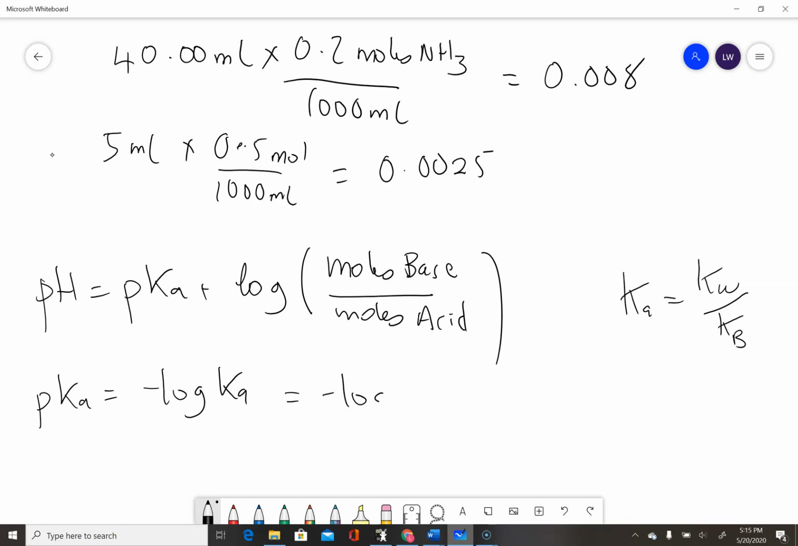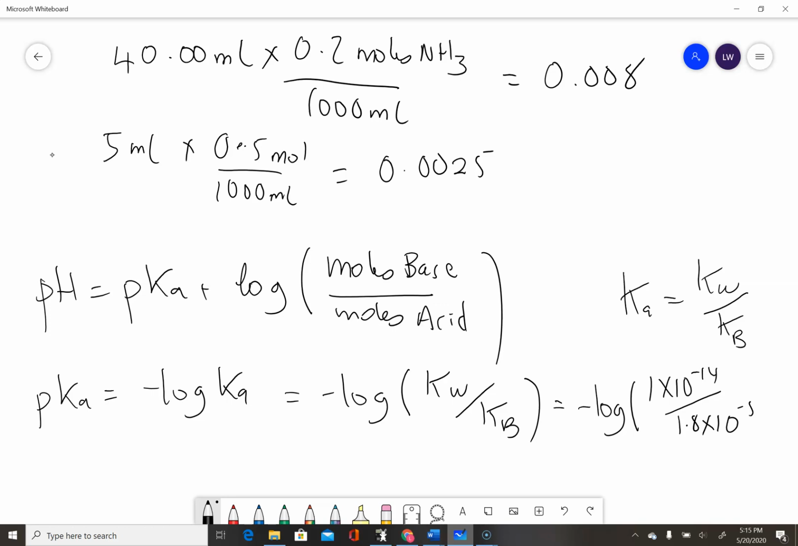So this is just going to be negative log of Kw over Kb, where Kb is the base dissociation constant for ammonia. So this ends up being negative log of 1 times 10 to the minus 14 over 1.8 times 10 to the minus 5. So my pKa here ends up being 9.26.